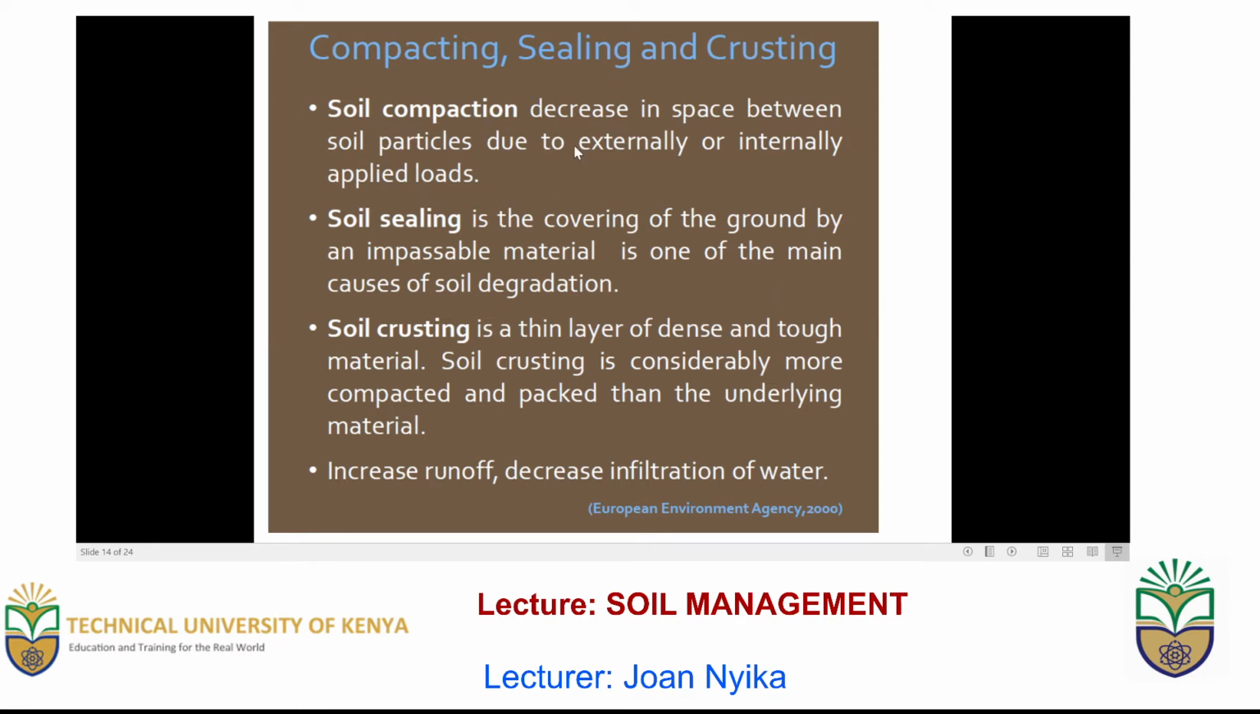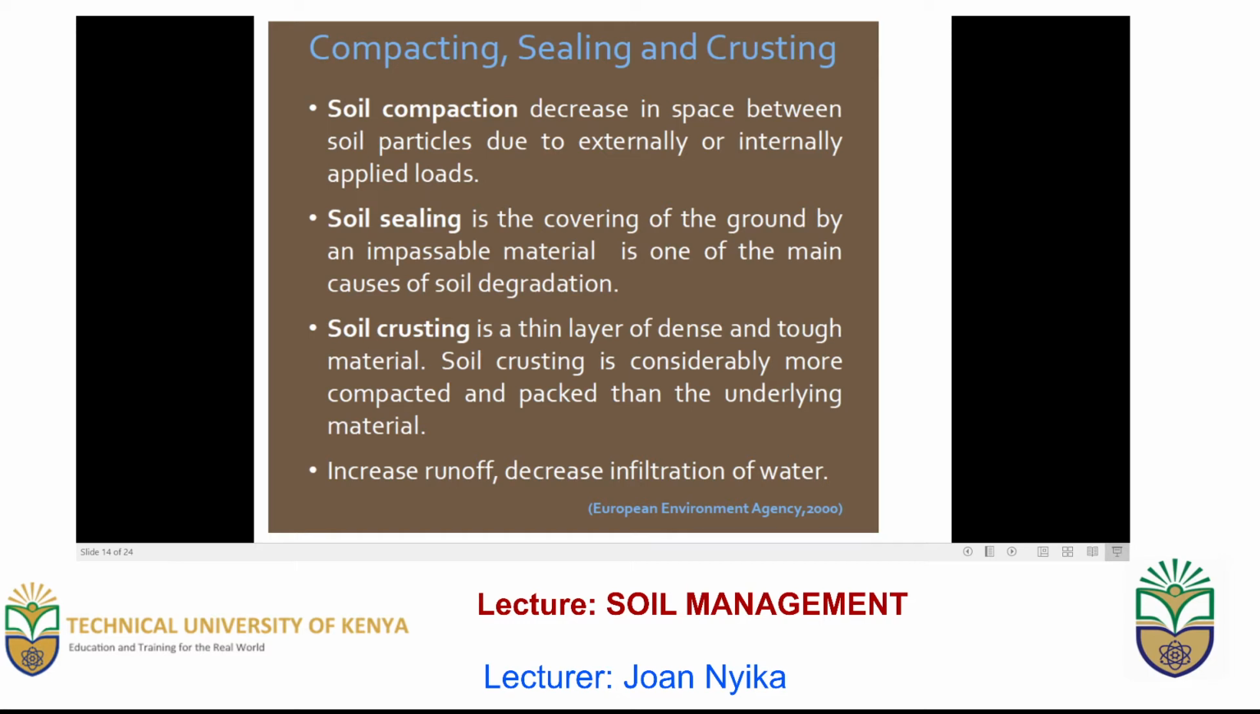These three are related. However, there are some differences in their description. For example, soil compaction is a decrease in space between the soil particles due to externally or internally applied loads. And when we were looking at the case of land degradation, we saw the use of machinery or the continuous tilling of land could cause compaction.